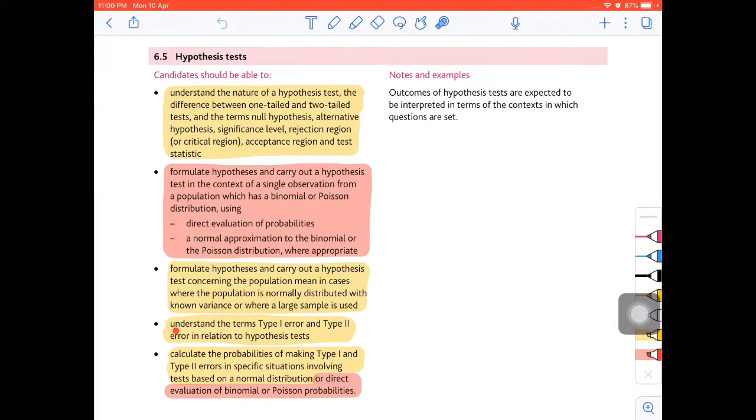Right. Understand the terms type 1 error and type 2 error in relation to hypothesis tests. Calculate the probabilities of making type 1 and type 2 errors in specific situations involving tests based on a normal distribution. So, if you have not noticed, right now we're first focusing on the normal distribution. Then we'll go on to the Poisson or different distributions.